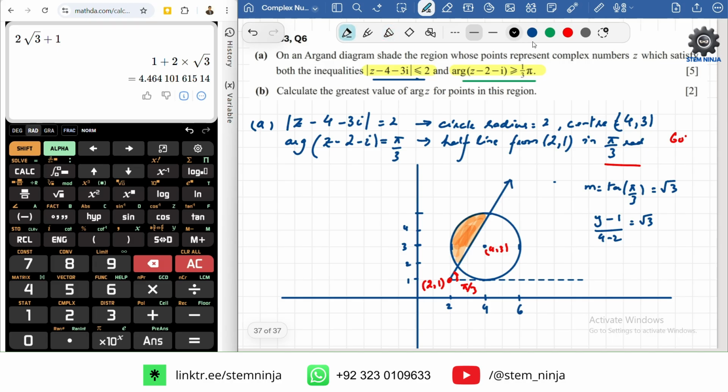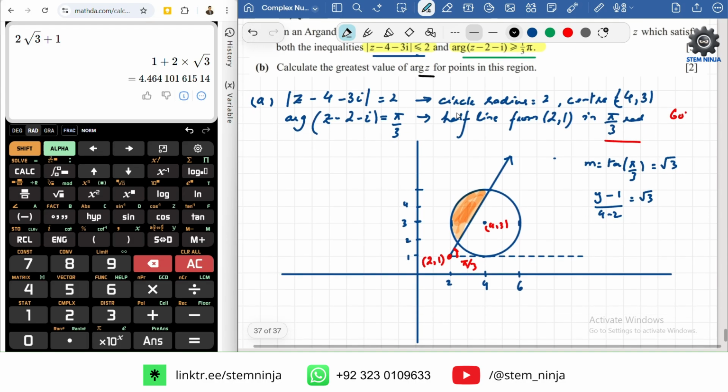Now, the B part. Calculate the greatest value of argument z for points in this region. Okay? So argument z, once again, remember this is from the origin. So greatest value of argument z will actually come at this particular point. Okay? So this particular point.